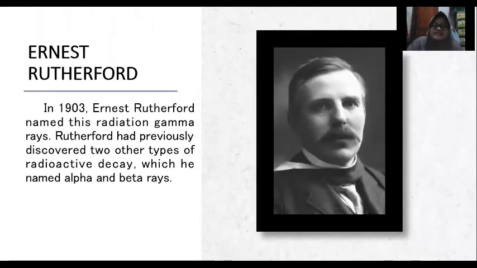Next, and the last, Ernest Rutherford. In 1903, Ernest Rutherford named the radiation gamma rays. Rutherford had previously discovered two other types of radioactive decay, which he named alpha and beta rays.